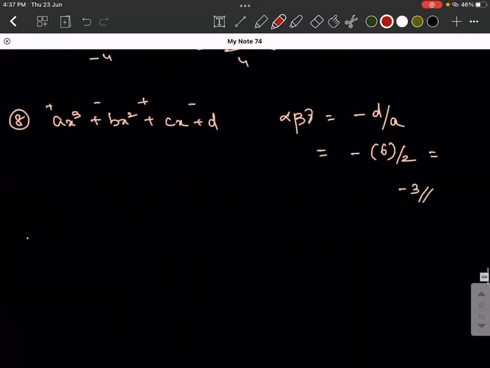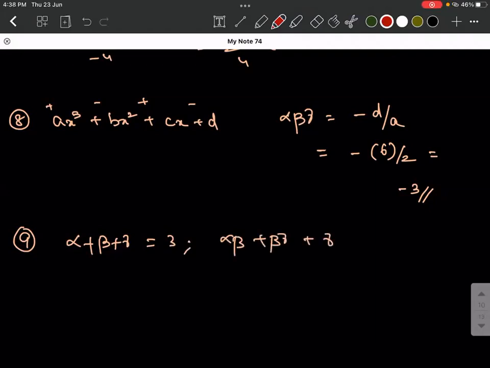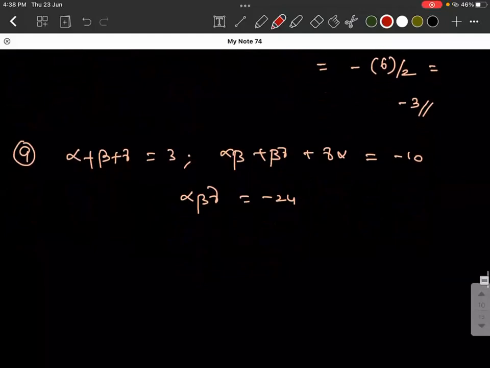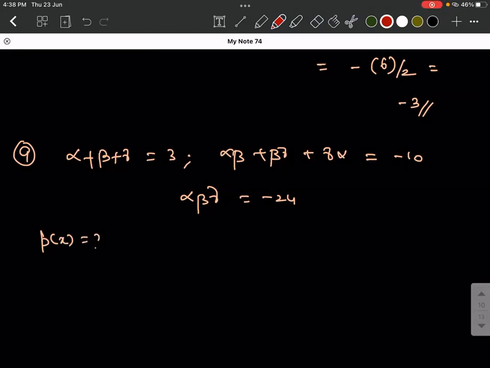Ninth one. So ninth, what is the answer? If alpha, beta, gamma are the zeros of the polynomial P of x such that alpha plus beta plus gamma is 3, alpha beta plus beta gamma plus gamma alpha is equal to minus 10 and alpha beta gamma is equal to minus 24, then we need to find the polynomial. P of x is equal to what? So how do you find it?